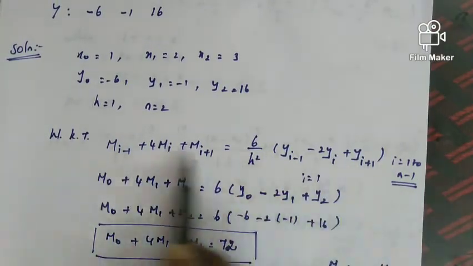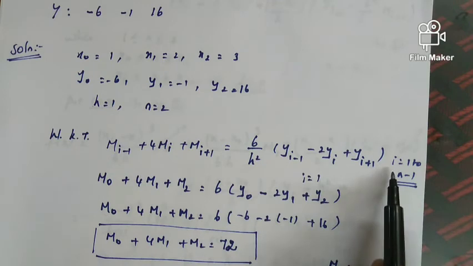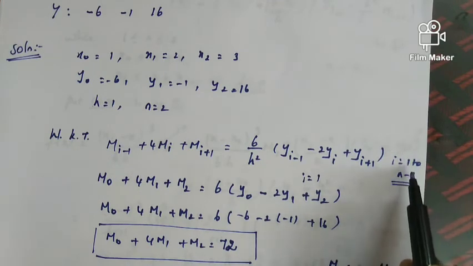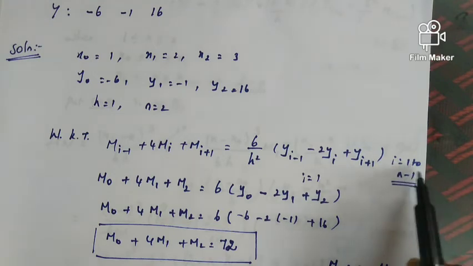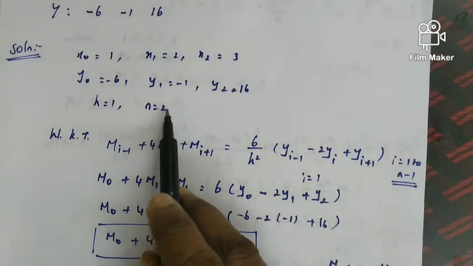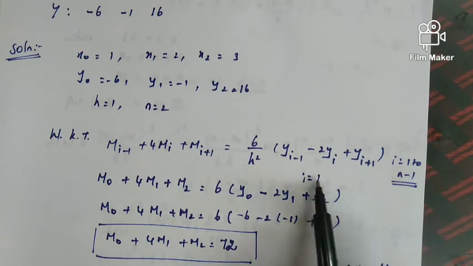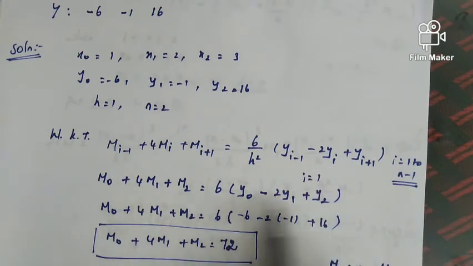So first we will write the given data and we are supposed to write the first equation involving m. So writing that equation, here we have to put the value of i. How to find the value of i? i takes the values 1 to n minus 1. In this problem n is equal to 2, so 2 minus 1 is 1. So we can put the value of i equal to 1 alone.